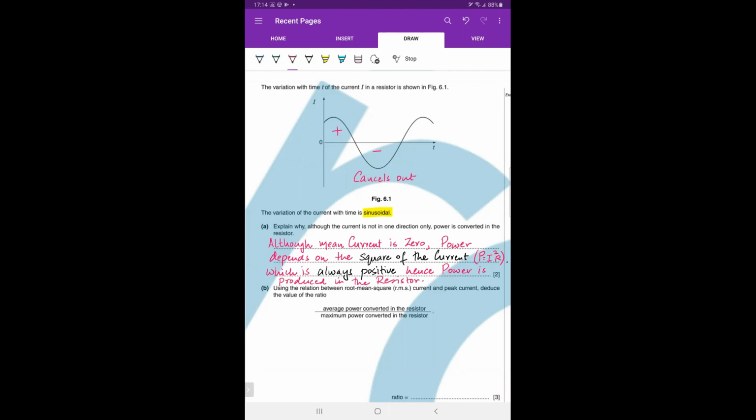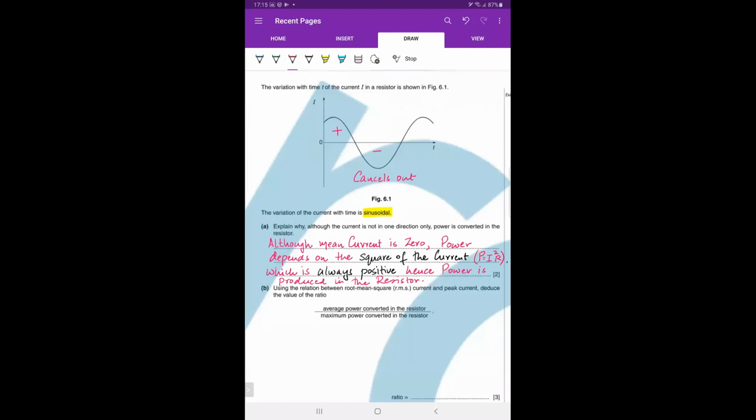So you know what the question was asking you was, how come the direction of the current keeps on changing, sometimes positive, sometimes negative? How come still power is getting produced in the resistor? So your answer should be something along these lines, that yes, although mean current is 0 because the positive and the negative kind of cancels out, power depends on the square of the current based on the formula P is equal to I square R, which will always be positive. So yes, current is both positive as well as negative, but the square of the current is always going to be positive. Hence, you would expect power to be produced inside the resistor.